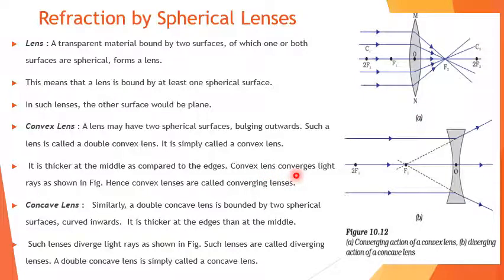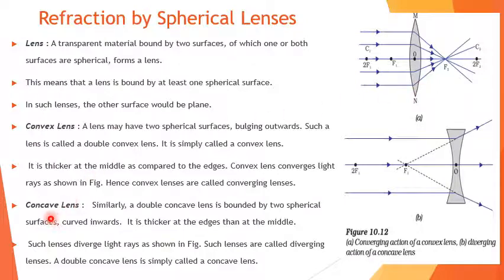A convex lens converges light rays as shown in the figure. Converge means what? Light is falling from one side. Now you know it is a transparent lens. So light is falling from one side, and when we see through the other side, we will see that these rays of light come and meet in one single point. So this is called convergence. Converge means come together. Hence a convex lens is also called a converging lens because it converges.